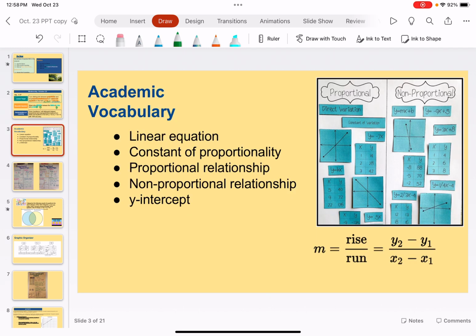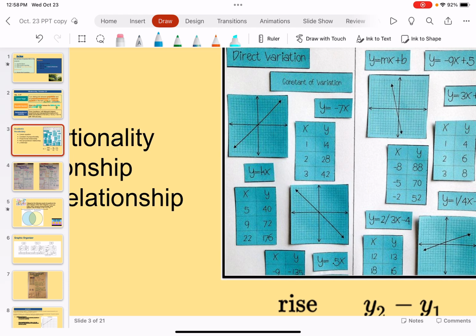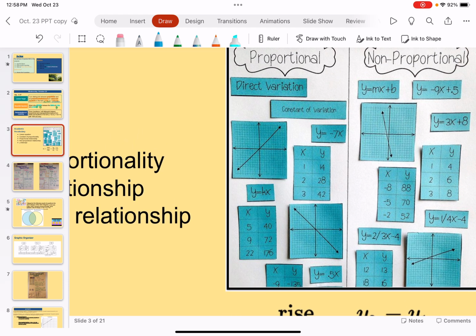Okay, so we have some vocabulary words. The first one is linear equation. So the definition for that is an equation between two variables that is a straight line when graphed. And if you look at the picture here, you can see that both proportional and non-proportional relationships are both linear because they both make straight lines when graphed.